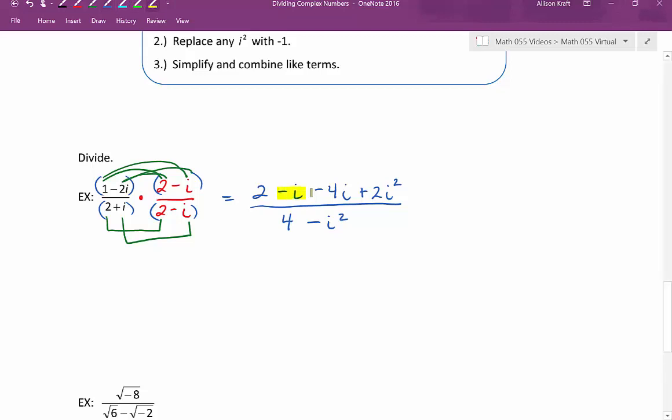I notice in the numerator I have like terms here, and there's two different spots that I have i squareds that I'm going to replace with negative 1. So that'll be 2 minus 5i. We have 2 times negative 1 here in the numerator, so that'll be a minus 2. And in the denominator, we'll replace that i squared with negative 1 as well. So that becomes 4 minus a negative 1, which we know is really 4 plus 1. Like terms in the numerator to combine again.